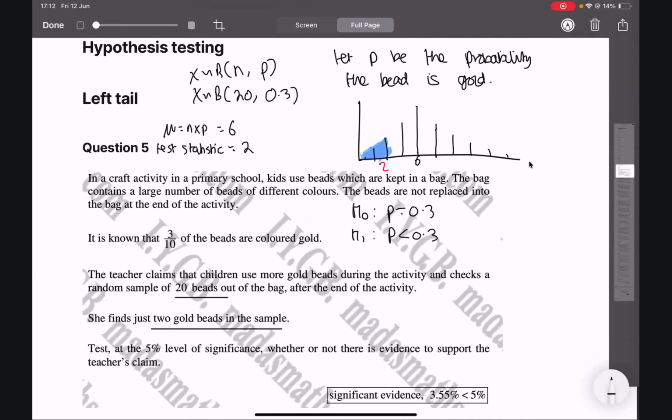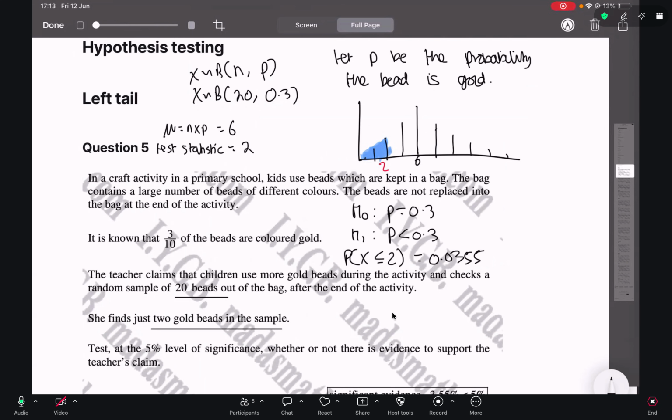So we're going to say probability that X is less than or equal to 2 equals, we go in our calculator, binomial CD, and we put all the stuff we said. N is 20, p is 0.3, and X is 2 on the left tail. And we get 0.0355. Okay, now any questions so far?